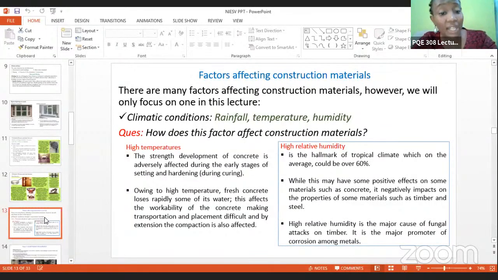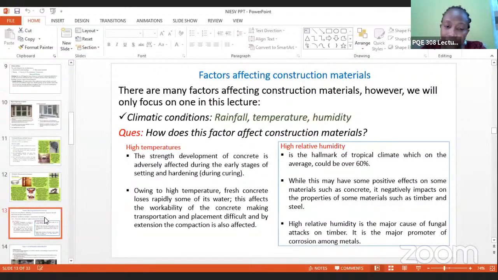Aside from climatic condition, I said there are other factors that can affect our construction materials. We have the storage, the quality, the availability, the cost, and ease of transportation. All those factors can affect our construction materials. However, we are only going to be talking about the climatic conditions, that is the rainfall, the temperature, and the humidity.